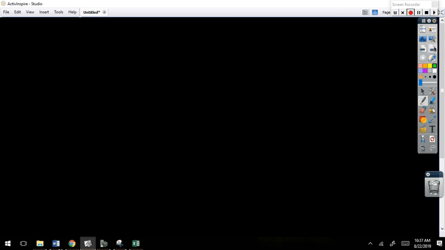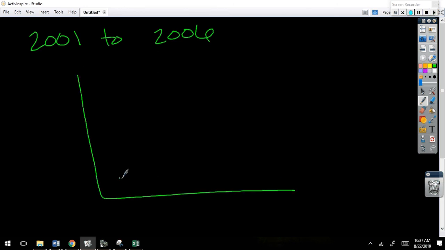So let's say we were looking at the fastest growing restaurant chain in the United States during the time period of 2001 to 2006. I'm not going to give you every specific point, just the endpoints. When it's graphed, it looks something like this. Definitely not linear, right?